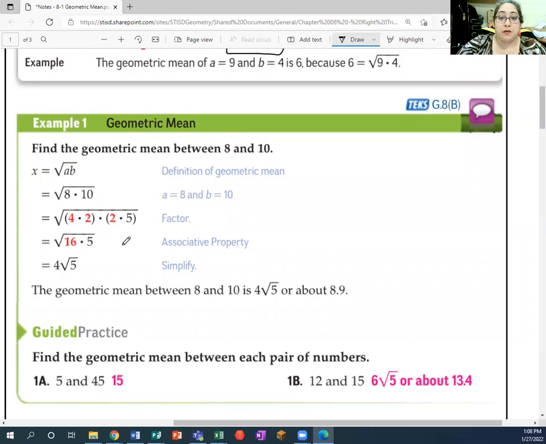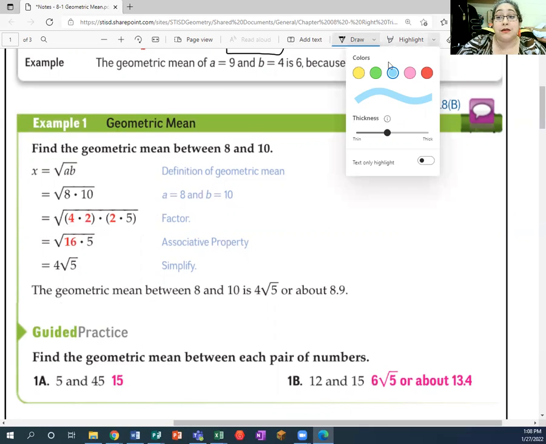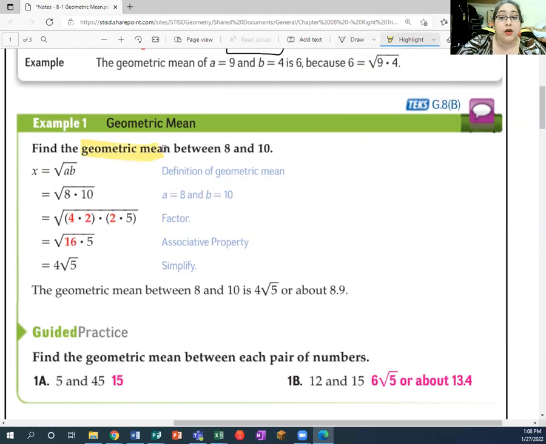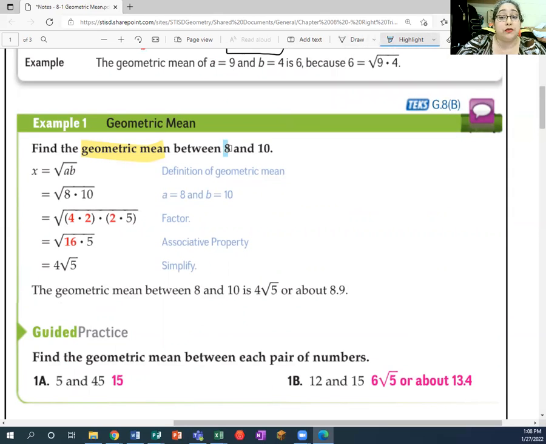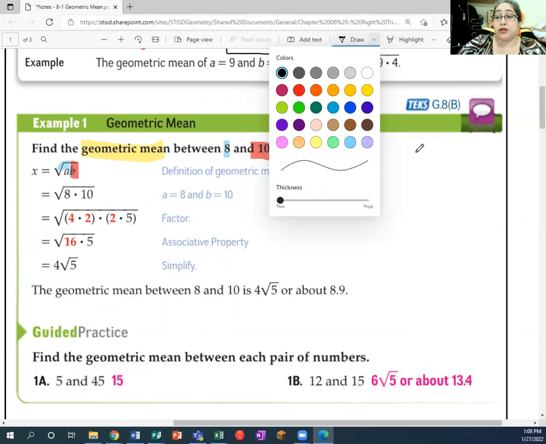So here I've got some numbers. Find the geometric mean between 8 and 10. So using the definition of what it means to be a geometric mean, we write our formula. And our formula is x equals the square root of a times b. Now, a and b are just representing the two numbers that I'm starting with. So we write them under the square root, multiplied together. And now we're going to simplify this square root. I'm going to do that work over here so you can see what we're doing.